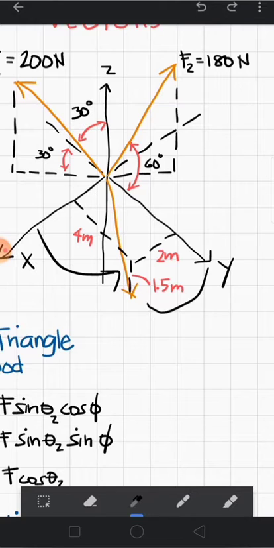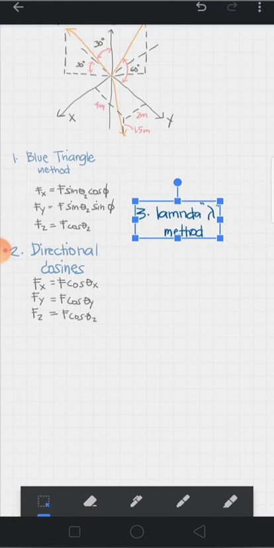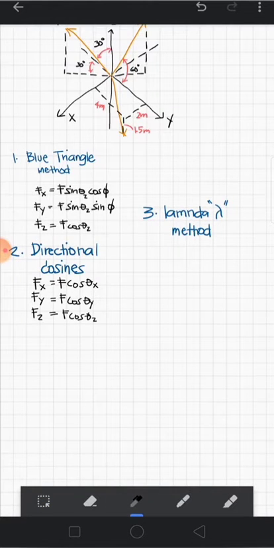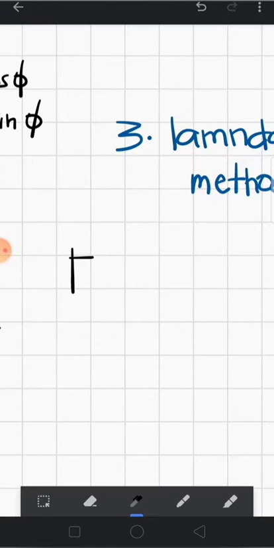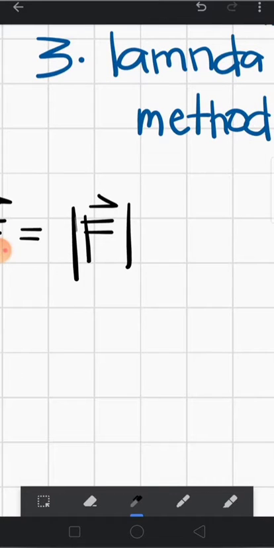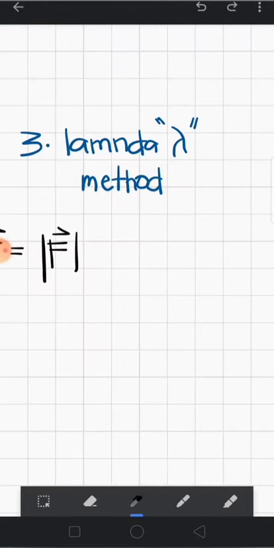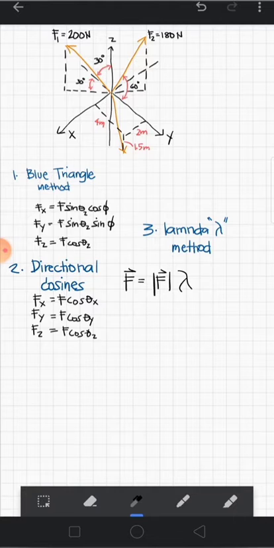So that's it. And the third and last one, the lambda method. To use this lambda method, we just have to consider this vector and then get its magnitude. This notation here, the absolute value, means the magnitude of the force multiplied by the lambda. Now the lambda is what we call the directional vector because it's in IJK form.